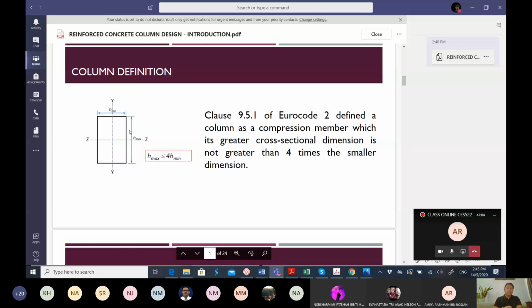For example, if our h minimum is 200, times 4 is 800. So our h maximum should be less than 800. It can be 700, 750. The dimension we normally use, for example, if we start with 200 and would like to increase the size, is 225, 250, 275, so that is the increment of the column dimension.